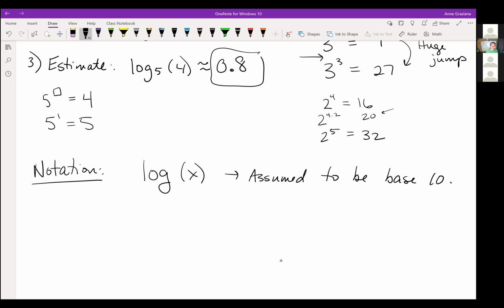So base 10, this is the notation. Anytime you see just log of x, this is the same as log base 10 of x. It's assumed. Okay? All right.